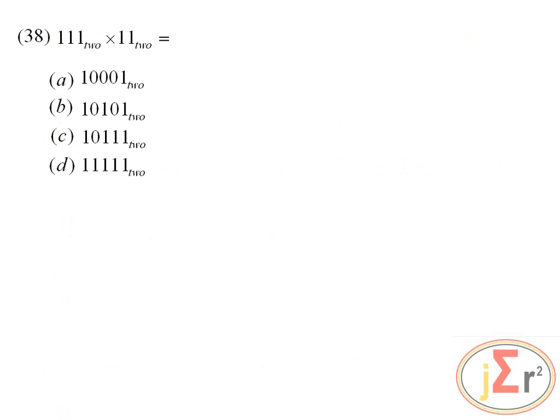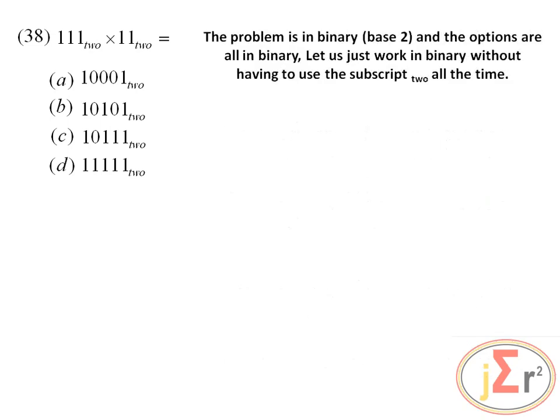We have two base 2 numbers of which we are required to find the product, and the answer is required also to be written in base 2. And of course base 2 is binary. Base 10 is denary, or we call that decimal. The problem is in binary, which is base 2, and the options are in binary, all of them. Let us just work in binary without having to use the subscript 2 all the time, because we are working in binary throughout.